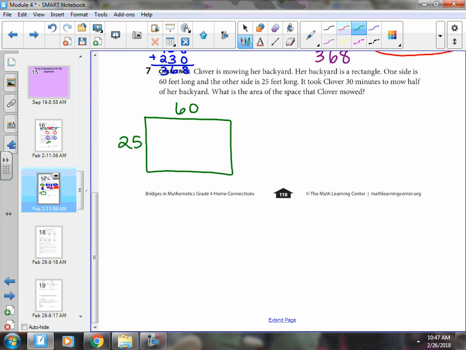To find the area of the whole thing, we would do 60 times 25. But we only need to know half of that. So there's really two ways of doing it. You could do 60 times 25. I know 6 times 25. I'm thinking of 6 quarters. But 6 times 25 would be 150, right? 6 quarters would be $1.50. So 6 times 25 is 150. Add one more 0, and we're at 1,500.